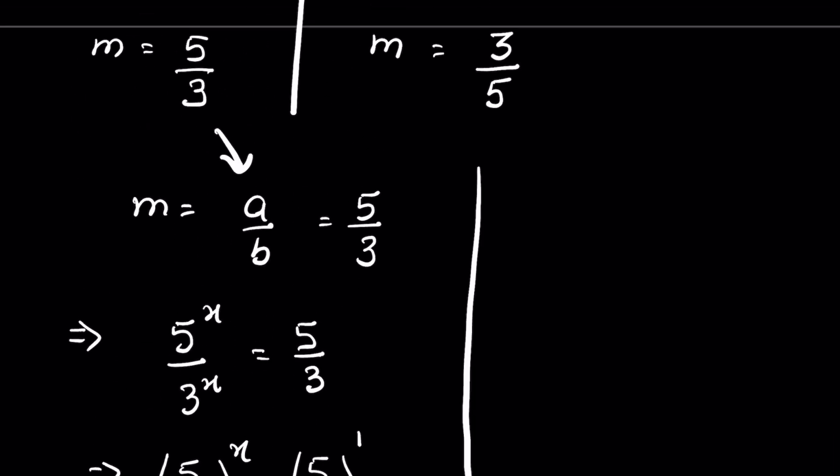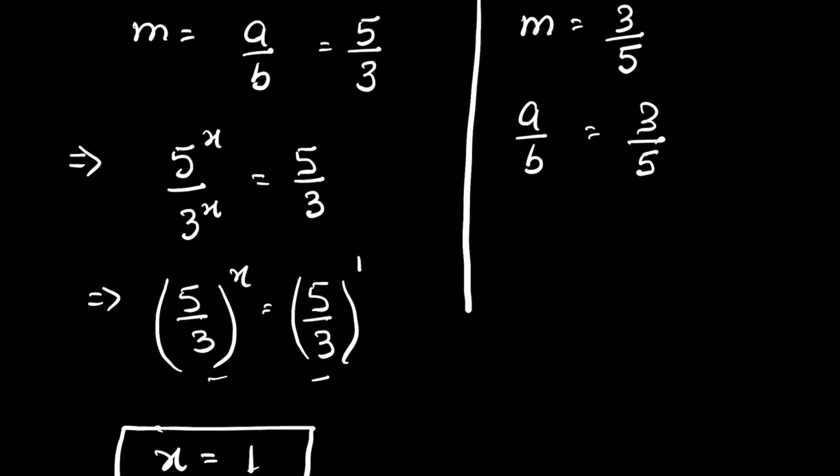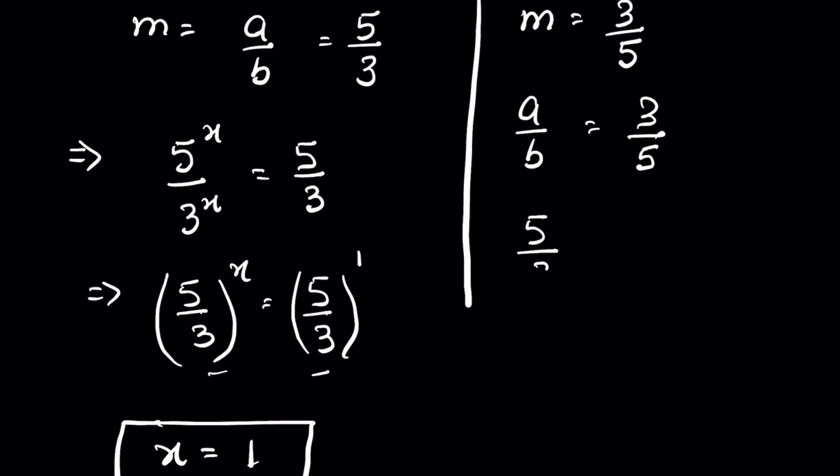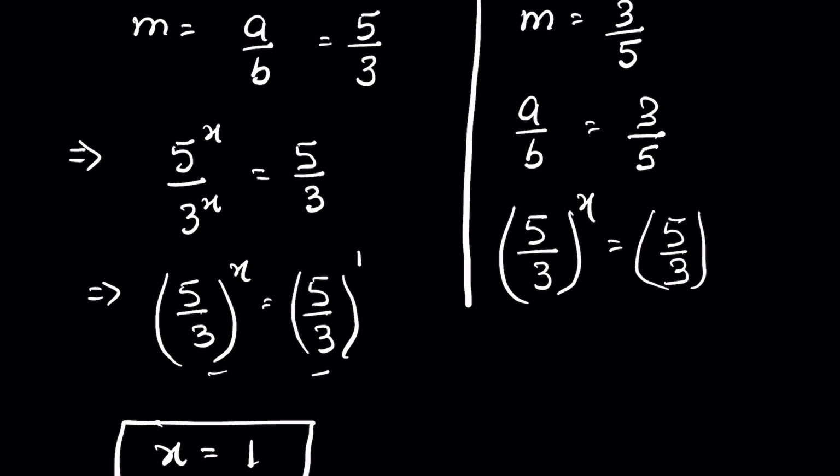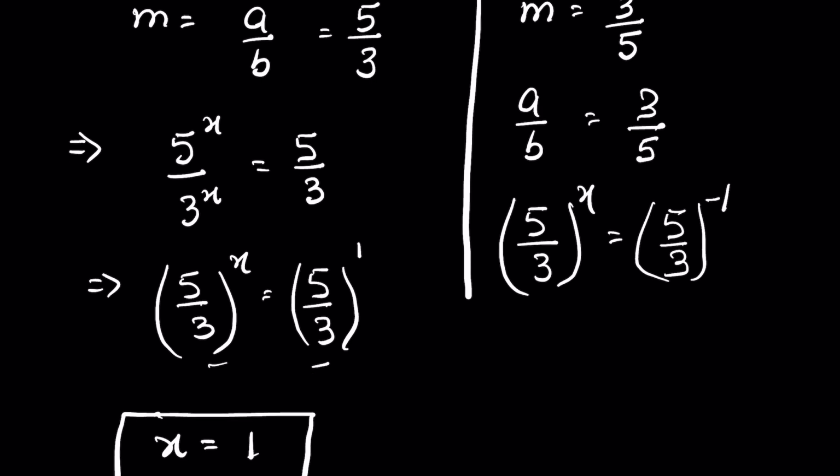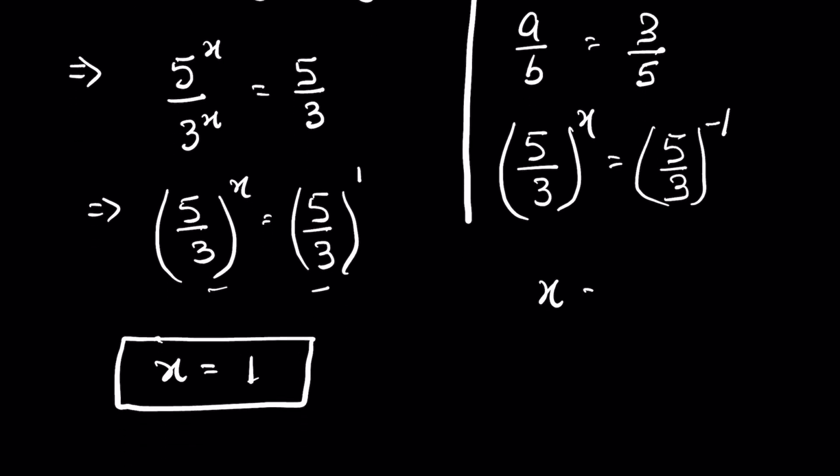When m is equal to 3 upon 5, so a upon b is equal to 3 upon 5, or 5 upon 3 whole raised to the power x is equal to 3 upon 5, and 3 upon 5 we can write it as 5 upon 3 raised to the negative power of 1. So x is equal to minus 1. So these are the two solutions for x.